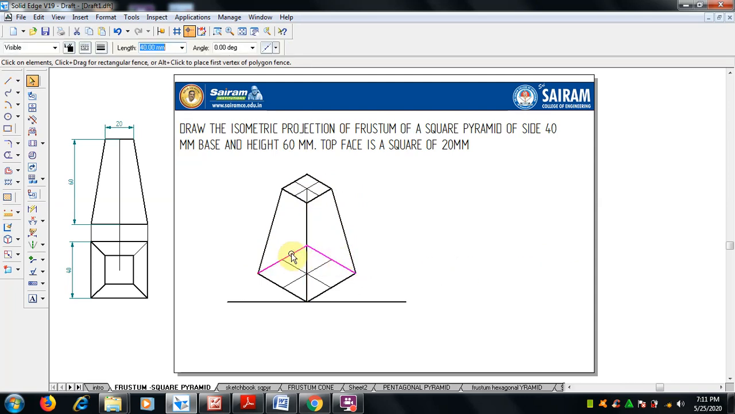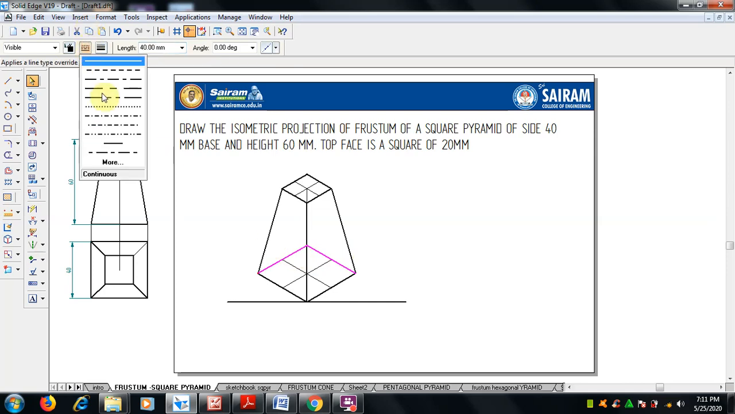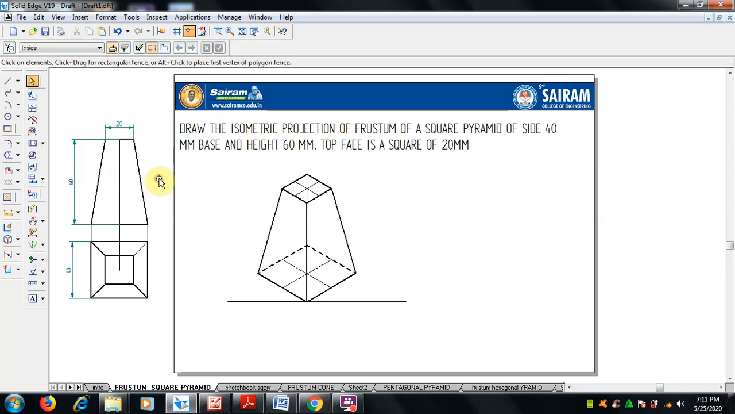Now I am going to delete this, or we can make it a hidden line. Okay, we will show it as a hidden line, or we can delete the unwanted lines. This is what the square pyramid is.